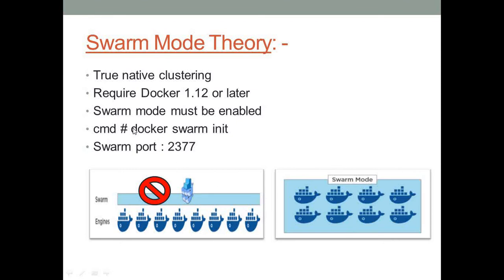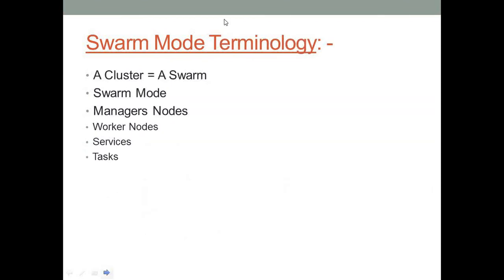To initialize any engine to swarm mode, we need to run this command: docker swarm init. And the port is 2377. It should be open to the outside world because 2377 is recommended. Otherwise, some applications are going to throw an error. So it should be noted. Okay, so this is swarm mode, and let's go to some terminology about swarm mode.